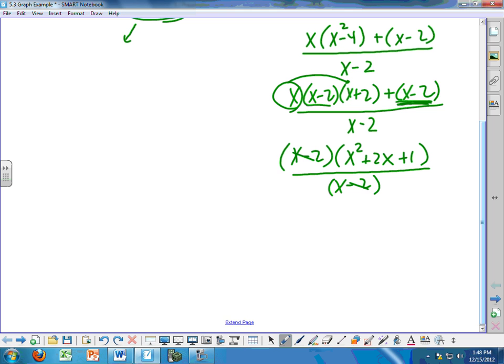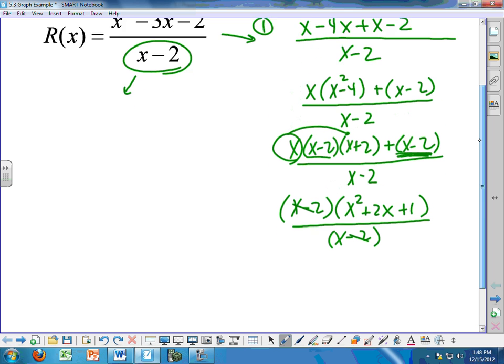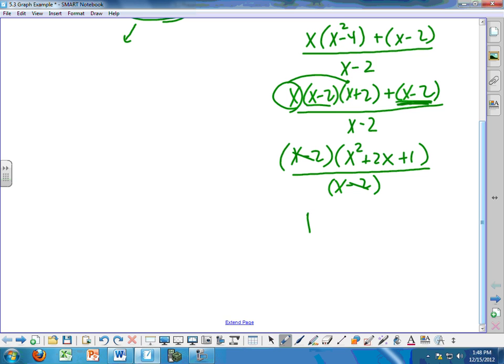As we cancel our x minus 2's, we see that the original function then is going to reduce to a single value. In this case, r of x is equal to x squared plus 2x plus 1, or in other words, x plus 1 quantity squared. So that's the answer to the function simplified. I'll put a little sub s over here. So that's the function simplified.